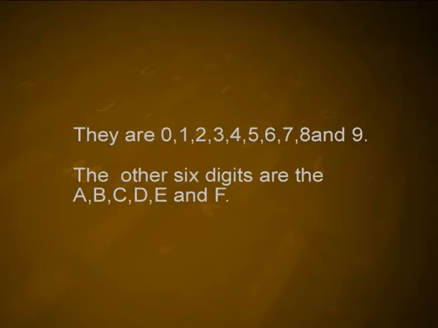Hexadecimal system. Here the base is 16. Hence, there are 16 symbols or digits. The first 10 digits are the same as that of the decimal number system. They are 0, 1, 2, 3, 4, 5, 6, 7, 8 and 9. The other 6 digits are A, B, C, D, E and F. Each position represents a power of the base 16.